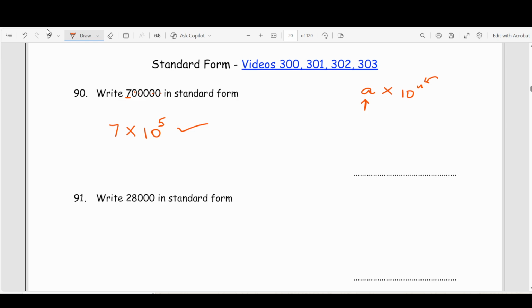Suppose I have 190000. Okay, so how will I write it? Because 19 is bigger than 10, right? As I said, this non-zero number should be less than 10. So I will write 1.9 times. Now after 9, I need to count. 1, 2, 3, 4, 5. So I will do 10 to the power 5. Okay, that's how we do it.